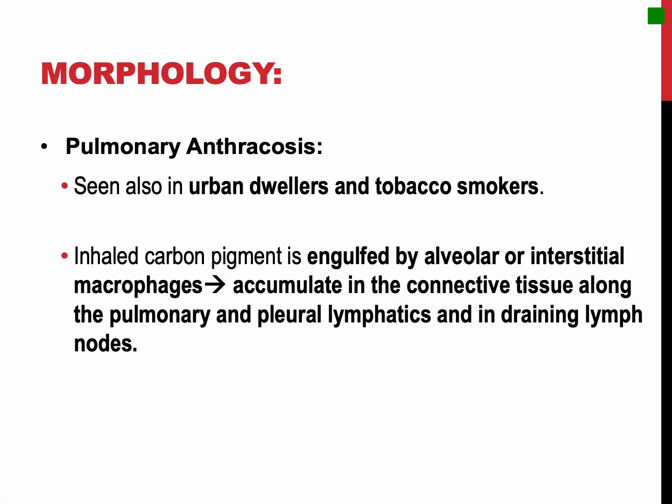Talking about the morphology, pulmonary anthracosis is the most innocuous coal-induced pulmonary lesion in coal miners and also is commonly seen in urban dwellers and tobacco smokers. Inhaled carbon pigment is engulfed by alveolar or interstitial macrophages, which then accumulate in the connective tissue along the pulmonary and the pleural lymphatics and in the draining lymph nodes.